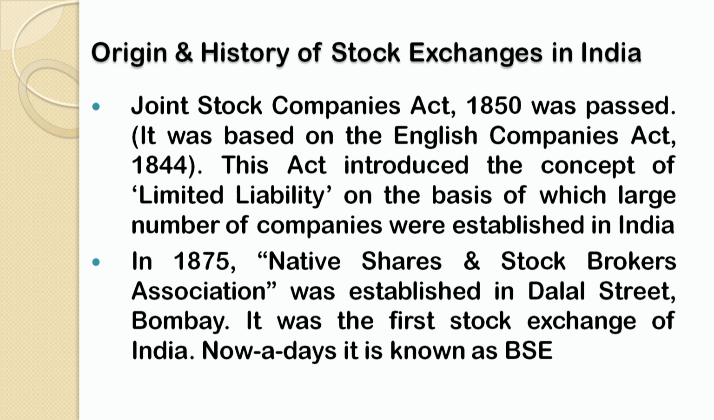Now, further on, a major development happens during 1850. In 1850, for the first time, a regulatory act was passed in our country. The name of that act was the Joint Stock Companies Act. It was passed in the year 1850, and the most important feature of that act was that it permitted companies to be established. By fulfilling the provisions of the Joint Stock Companies Act, a large number of companies were permitted to be established in our country.